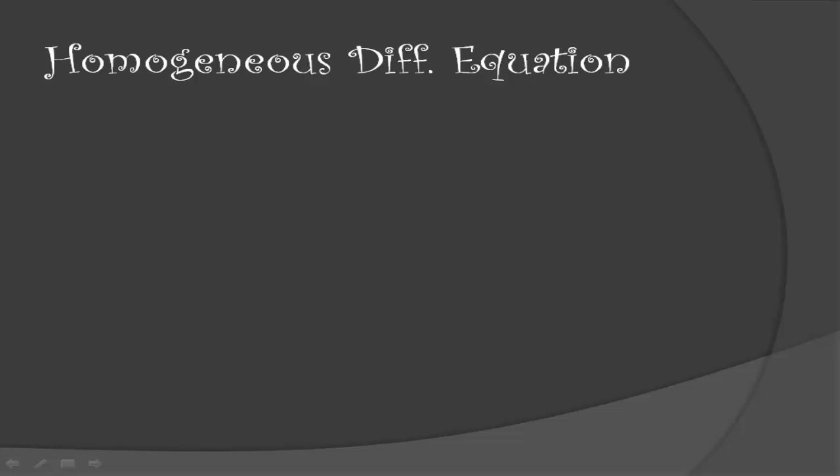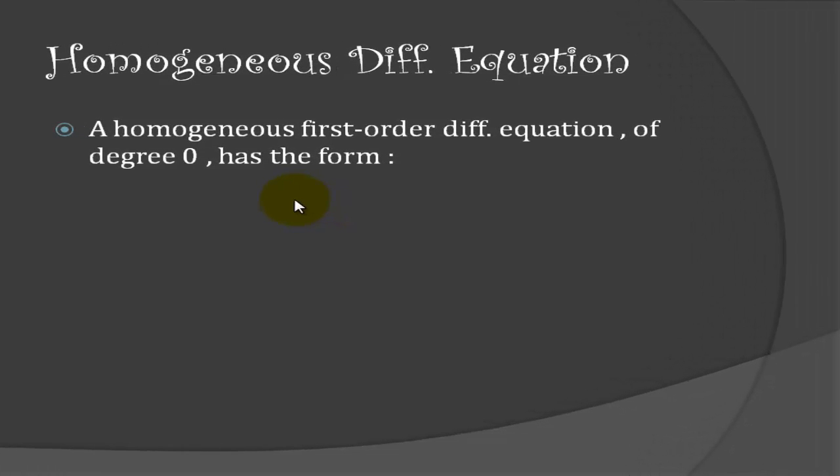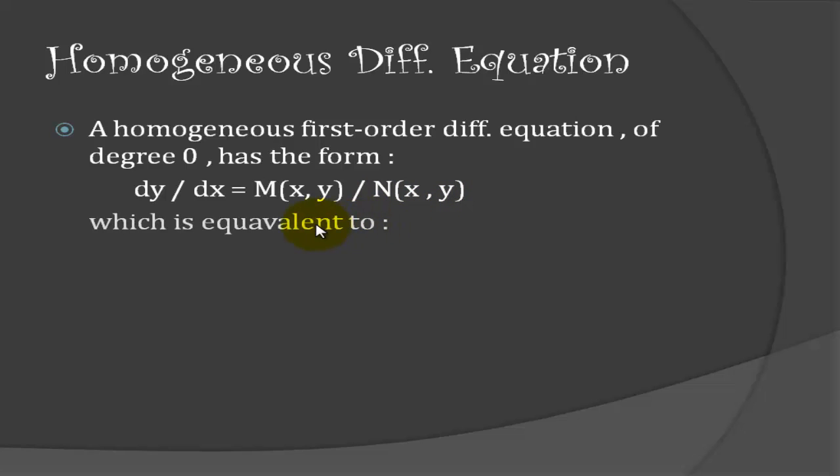Now, what is a homogeneous differential equation? A homogeneous differential equation is a first-order differential equation of degree 0, and it has the form dy/dx equals M(x,y) over N(x,y), where both are functions of x and y. Now this equation is equivalent to M(x,y) dx equals N(x,y) dy.